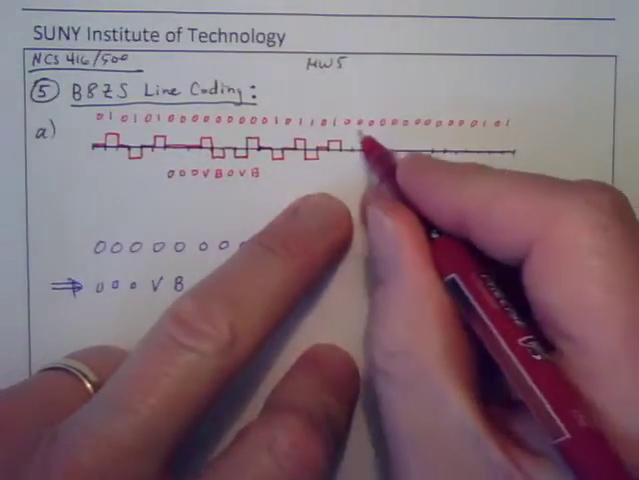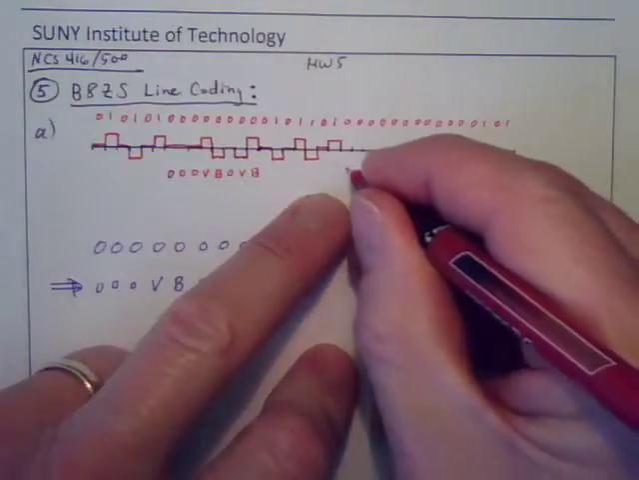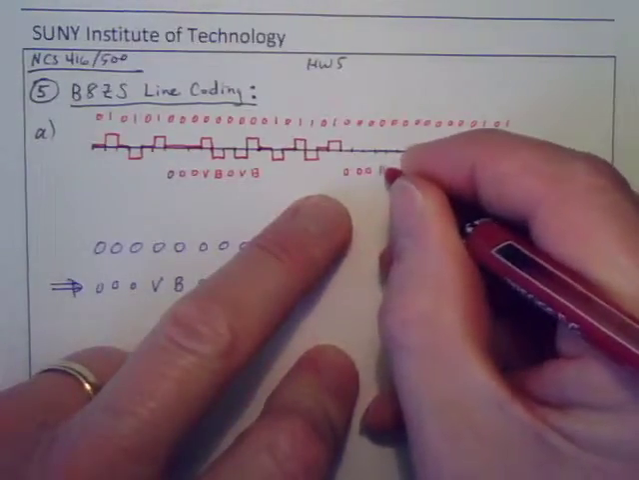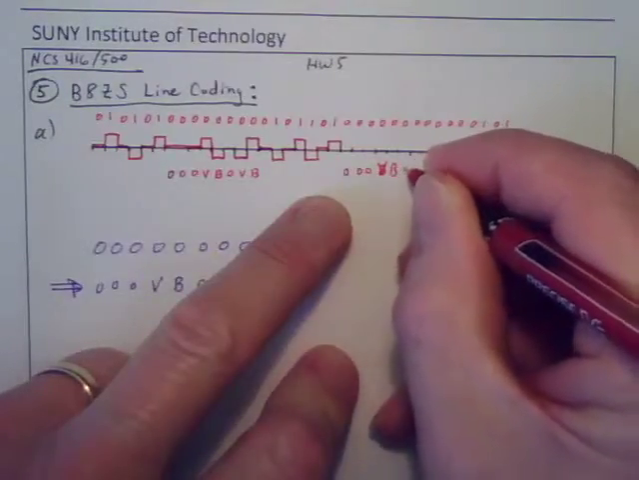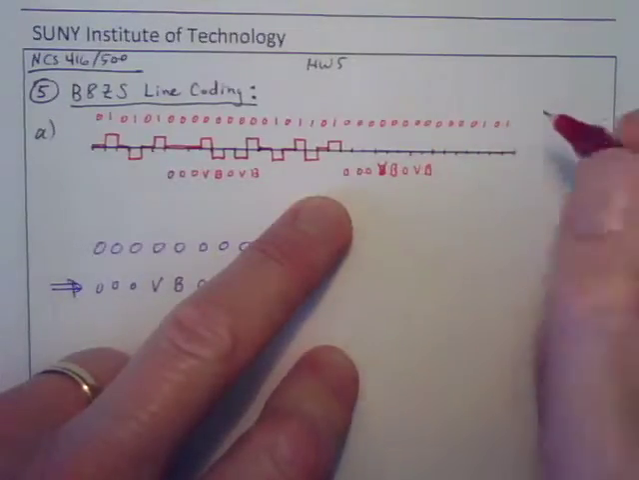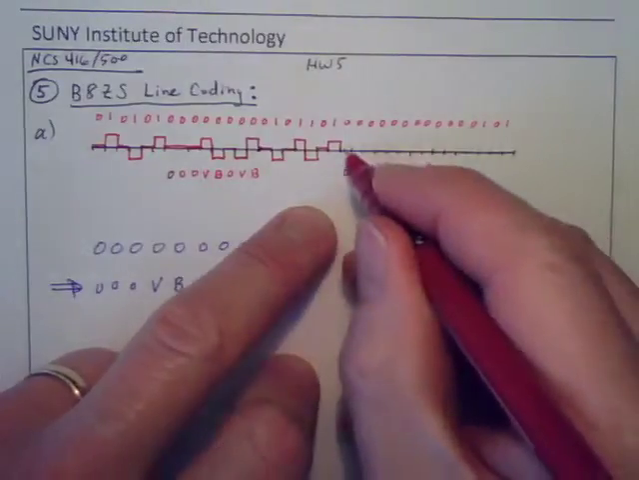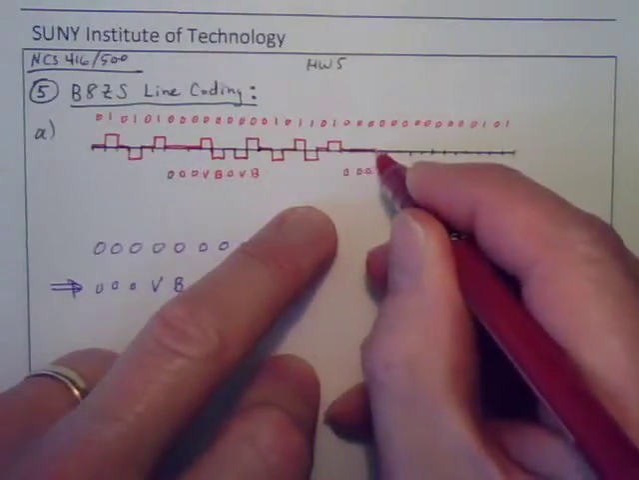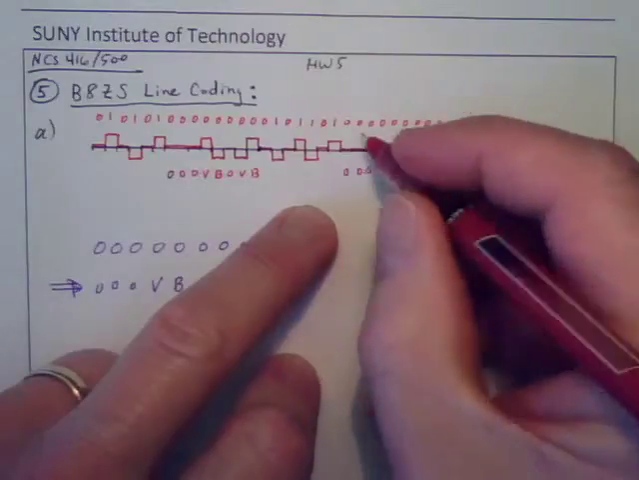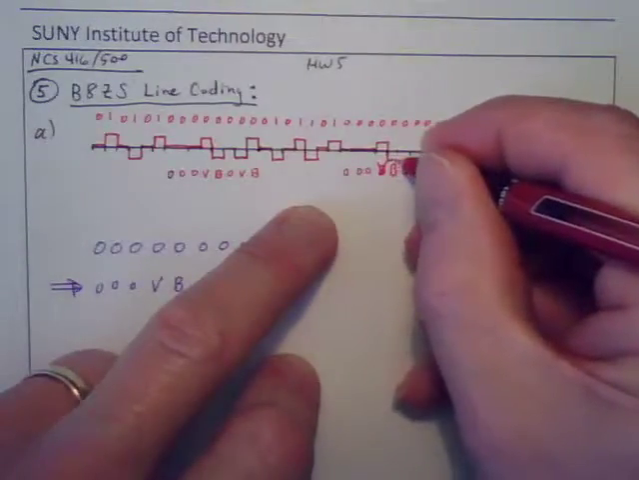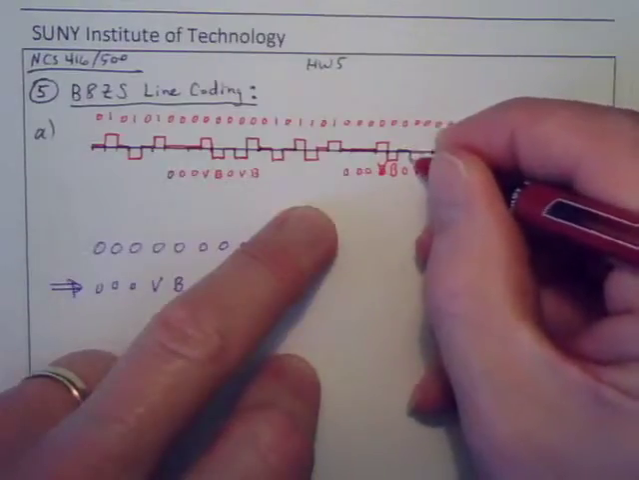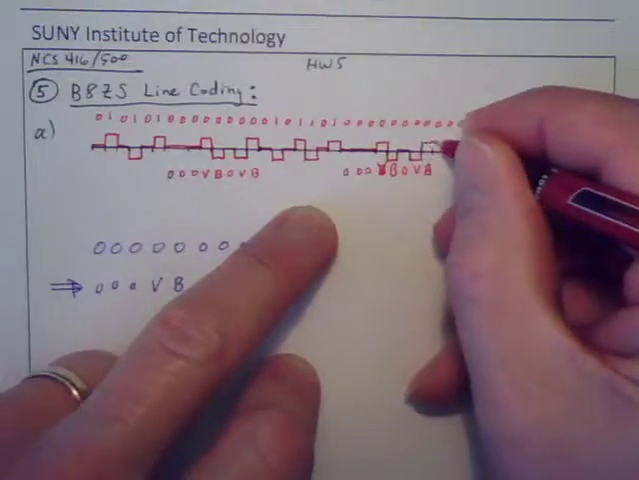And now I've got another long string of zeros, and I'm going to go 0, 0, 0, V, B, 0, V, B again. Okay, and so I'm going to go 0, 0, 0. And for my violation, I'm going to go positive because my last one was positive, and then a bipolar, then a 0, and then another violation, and a bipolar.